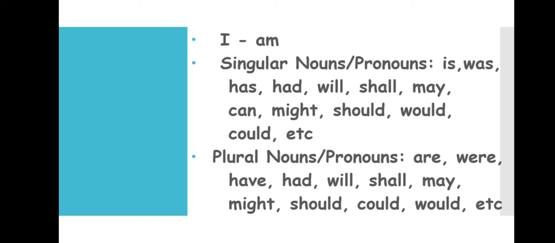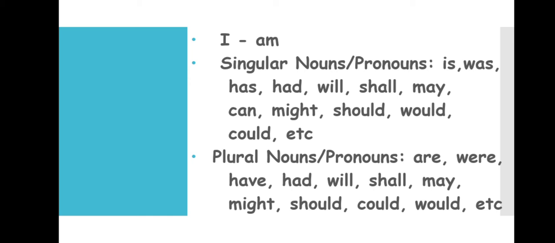Now let's find out what happens if the subject is plural. If the subject is plural, that is, if it's plural nouns or plural pronouns, then we have to use are, were, have, had, will, shall, may, might, should, could, would, etc. So with plural, if there is more than one person, if the nouns or the pronouns are plural, then we have to use these helping verbs. And I hope you understood this.